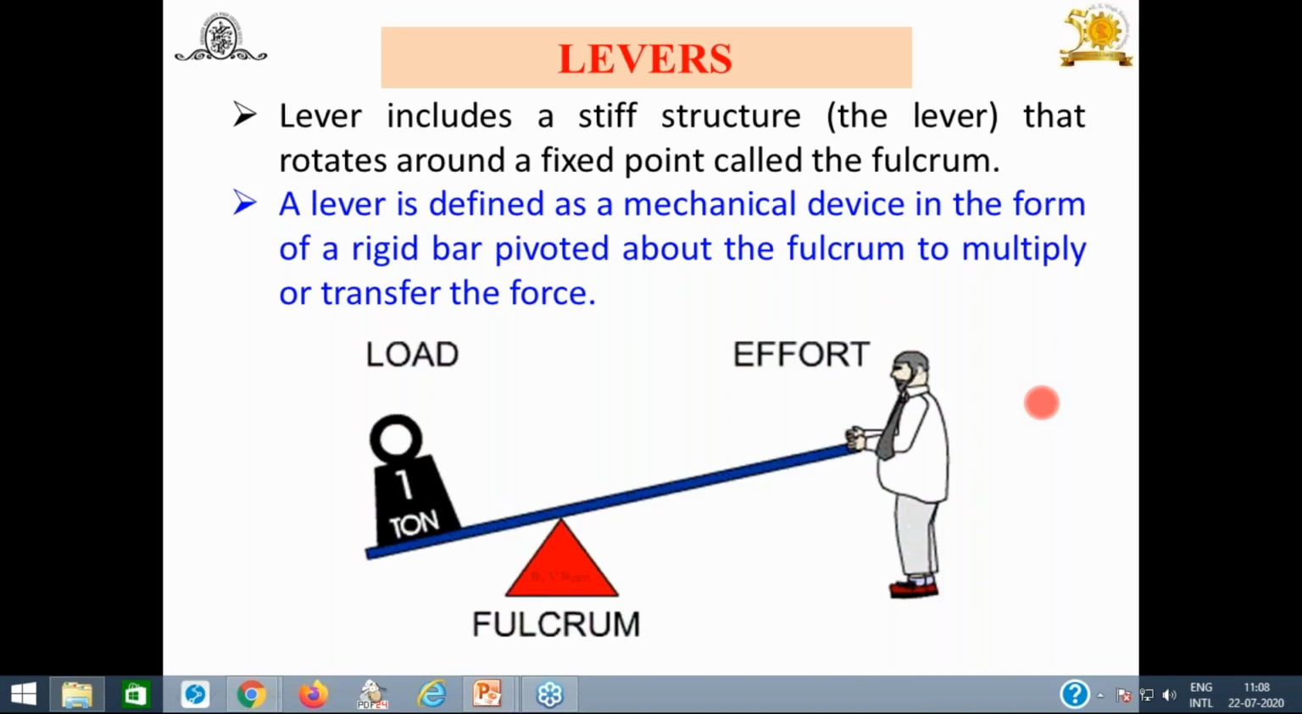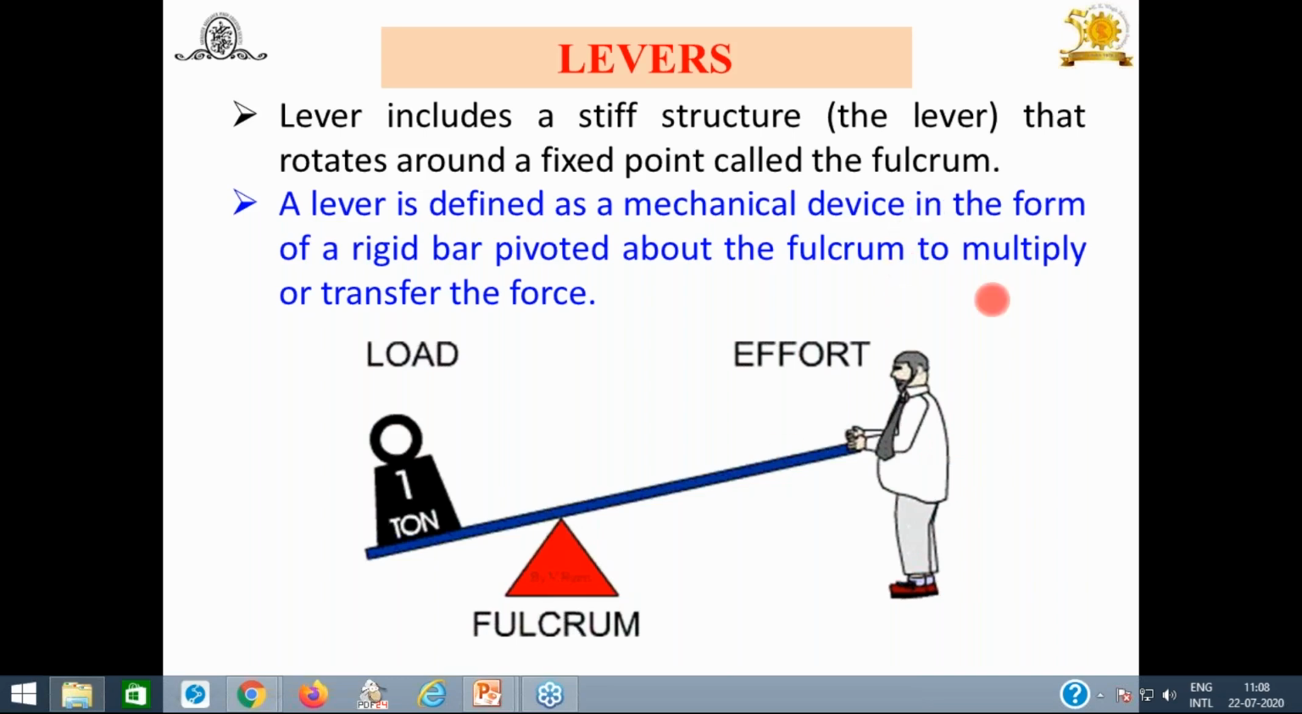It's a mechanical device in the form of a rigid bar. That rigid bar may have a rectangular, elliptical, or I cross section, and this bar is pivoted about the fulcrum. It is also used to multiply or transfer the force. You can say it's a lever. But we say this rigid bar is a lever when it's pivoted about the fulcrum.